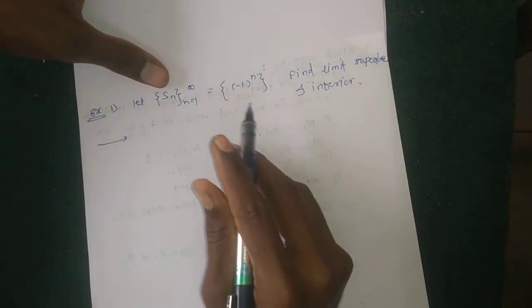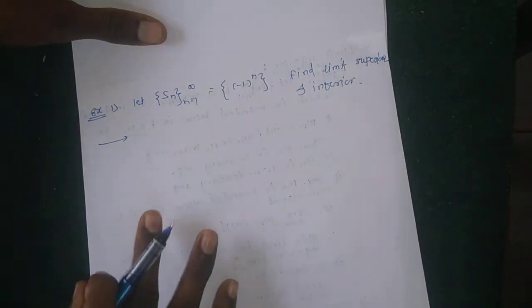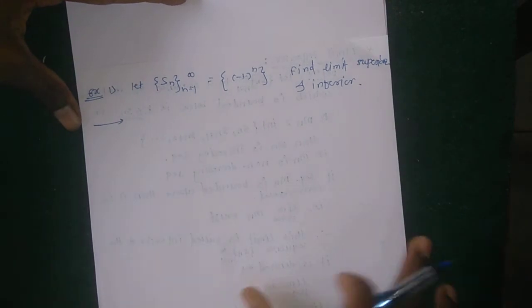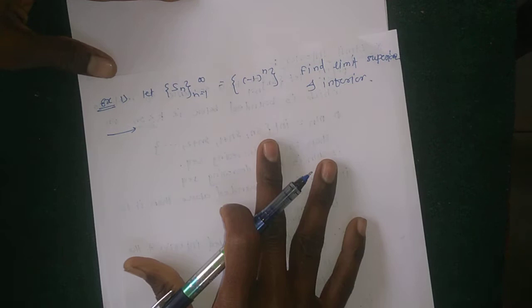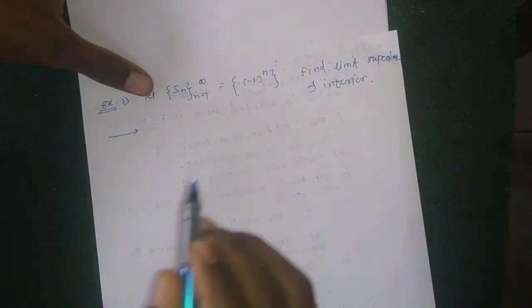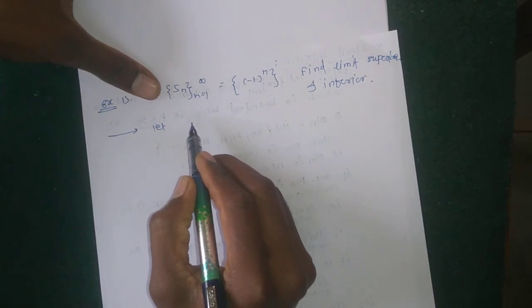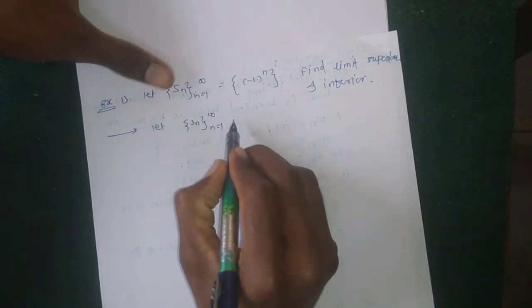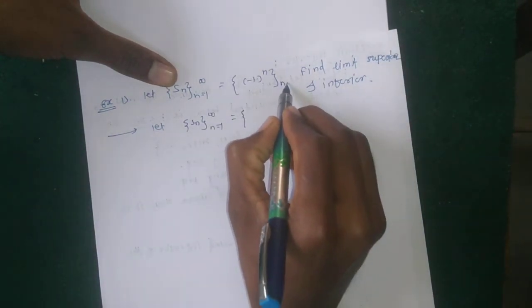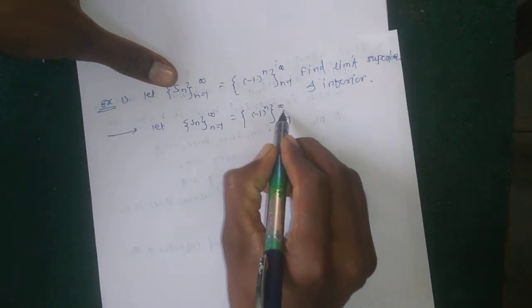Limit superior means: if we set Mn equal to the supremum of Sn+1, Sn+2, and so on, then Mn is a non-decreasing sequence which is bounded below, so Mn has a limit. So using this definition, let the sequence Sn, where n runs from 1 to infinity, be given as (-1)^n.